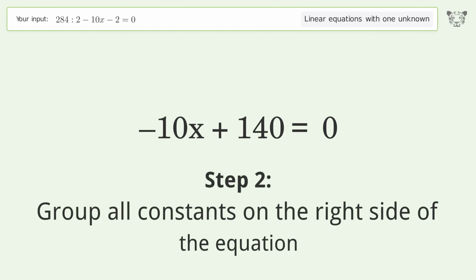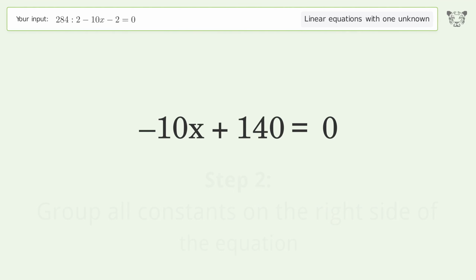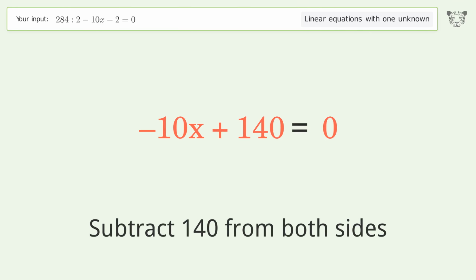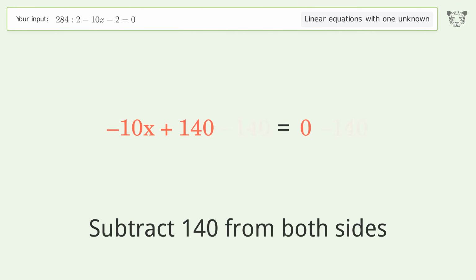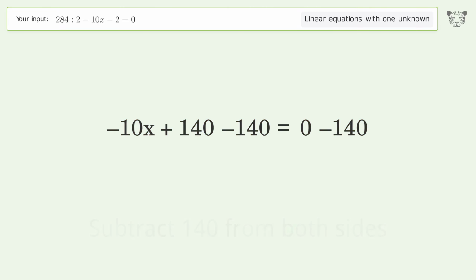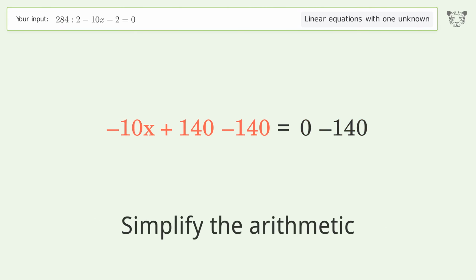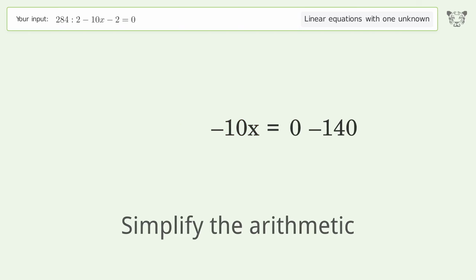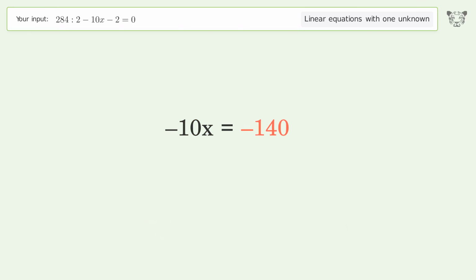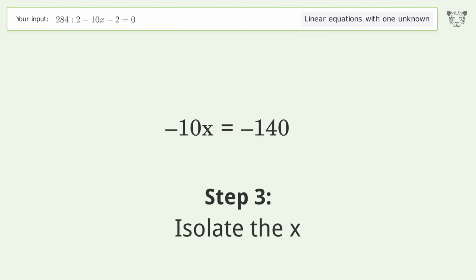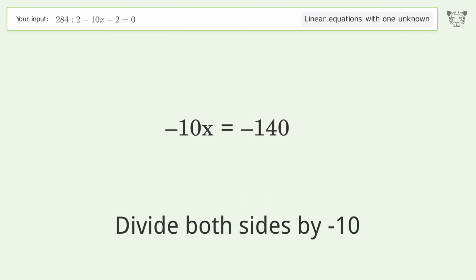Group all constants on the right side of the equation. Subtract 140 from both sides. Simplify the arithmetic. Isolate the x. Divide both sides by -10.